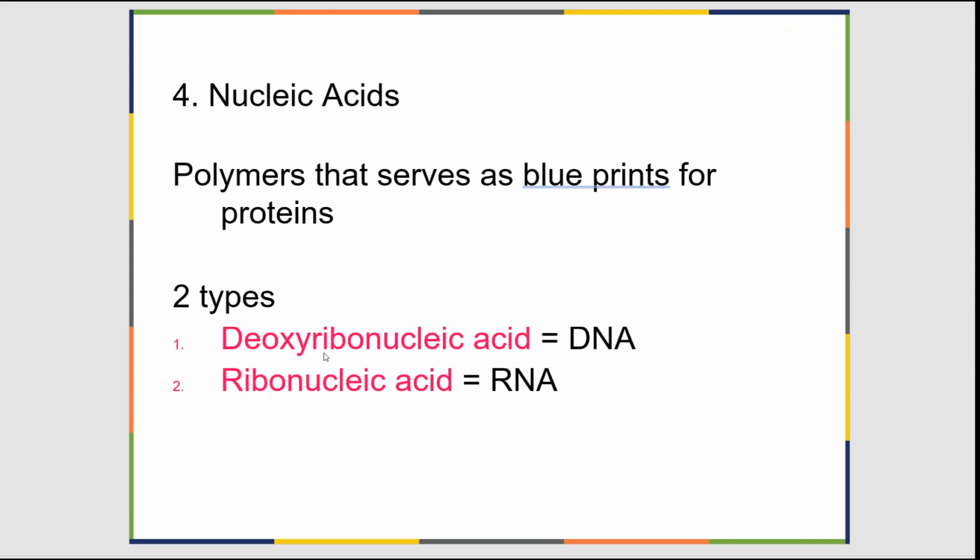Okay, the last one, we're almost done with this chapter, guys, bear with me, is nucleic acids. Nucleic acids are polymers, so many things that stick together that serve as a blueprint for proteins. So something has to, in our cells, create all of these proteins that are incredibly important. In our body, we have nucleic acid polymers that create either DNA or RNA.